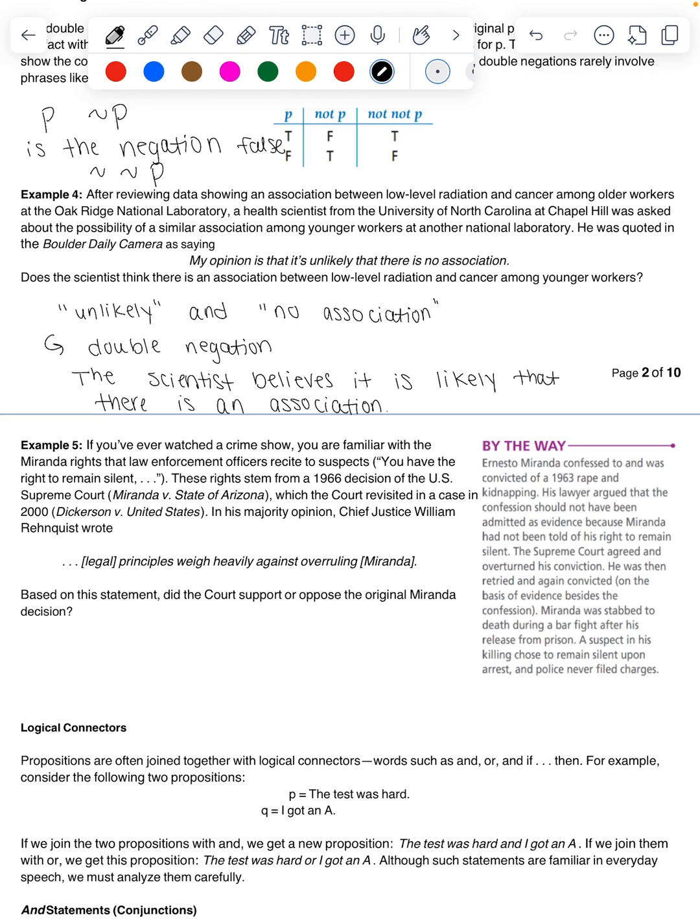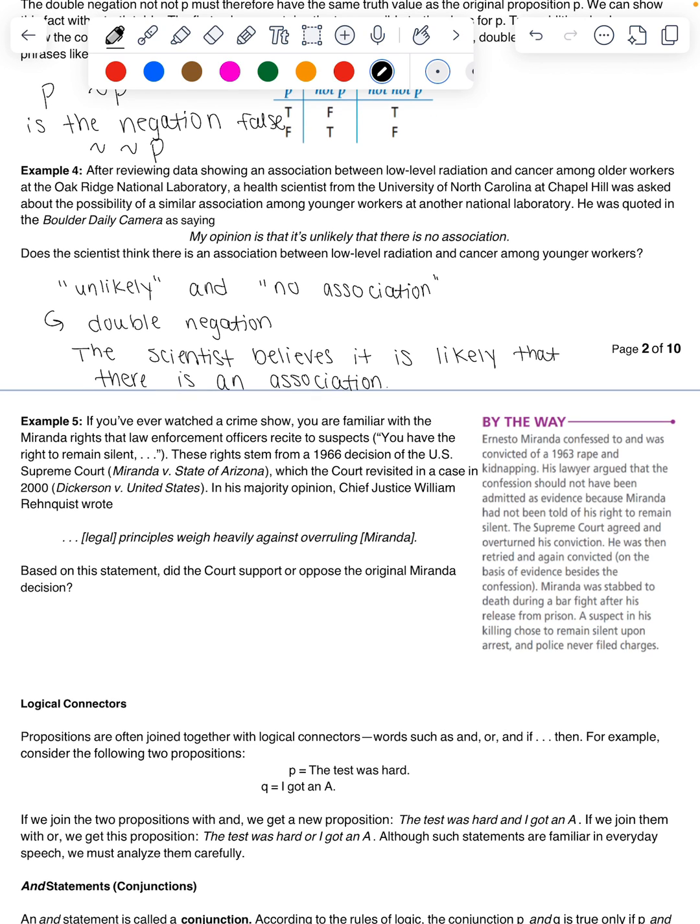Example 5. If you ever watch a crime show, you're familiar with the Miranda rights. You have the right to remain silent. These rights stem from a 1966 decision of the U.S. Supreme Court, Miranda versus the state of Arizona, which the court revisited in 2000 in Dickerson versus the United States. In his majority opinion, Chief Justice William Rehnquist wrote, "Legal principles weigh heavily against overruling Miranda." Based on this statement, did the court support or oppose the original Miranda decision?